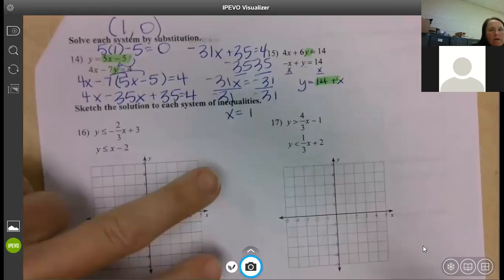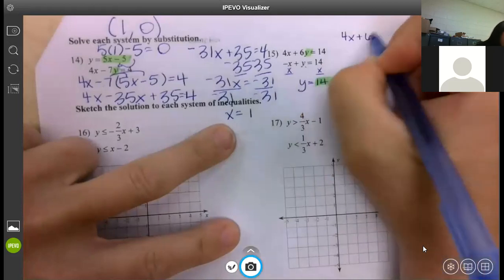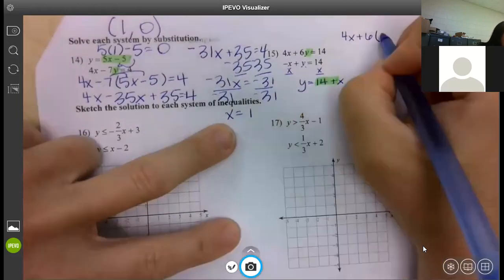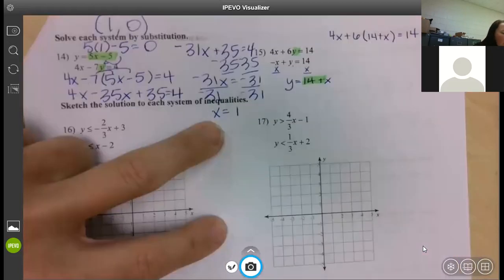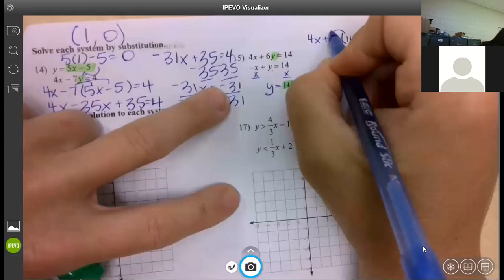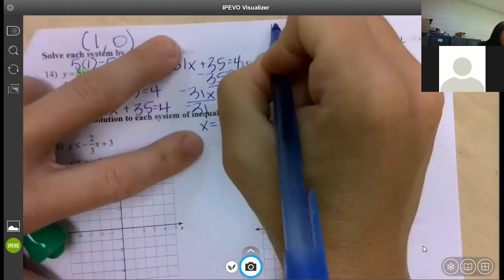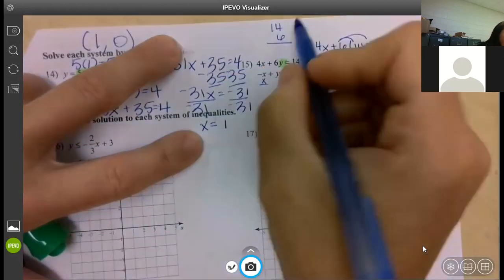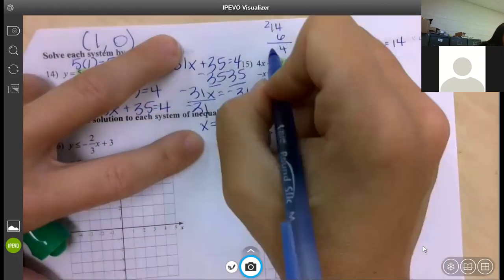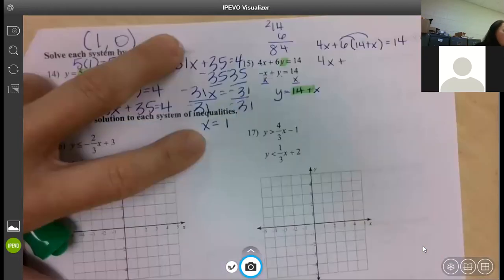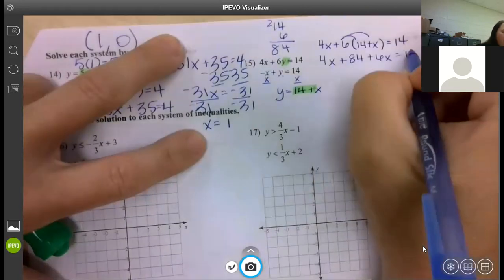I do not care which way you do it. It's perfectly fine. So we have 4x plus 6 times, instead of y, we're going to put in 14 plus x, and then equals 14. We're going to distribute. We get 4x plus. Remember 6 times 14, if you can't do it old school. You do know how to multiply. 6 times 4 is 24. 6 times 1 is 6 plus 2 is 8. So you get 84 plus 6x equals 14.